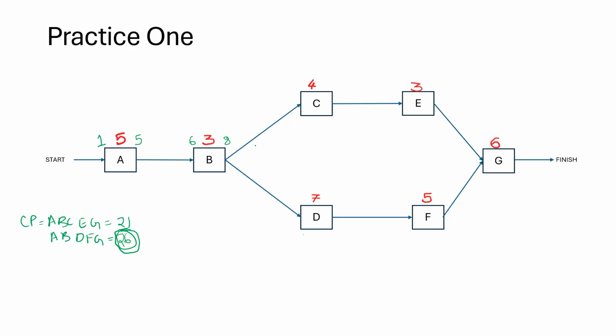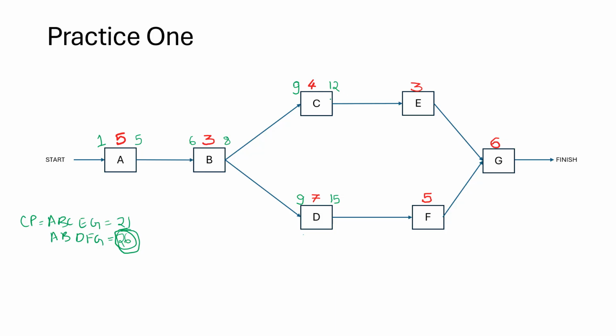C and D are both dependent on B and it can only start the day after. They will run in parallel. So this will start on day 9. Both of these will start on day 9. When will it finish? 9 plus 4 is 13 minus 1 is 12. So this will end on day 12. And this is 9 plus 7 is 16 minus 1 is, this will end on the 15th day.